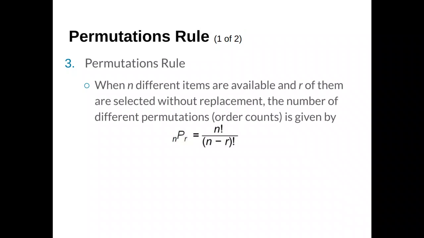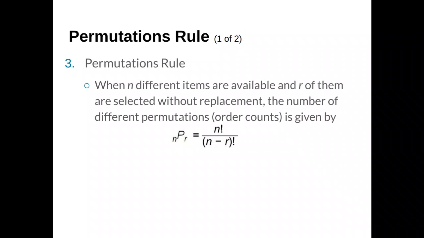Now notice we have n items and we're choosing r of them. So that means n is always at least as big as r, if not bigger. In other words, r is less than or equal to n. So in that denominator, we'll never end up with a negative number. This formula is n factorial divided by (n minus r) factorial.